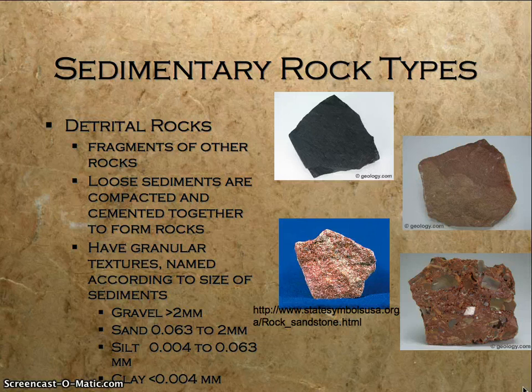There are three types of sedimentary rocks. The first type is detrital. They're fragments of other rock, loose sediments that are compacted and cemented together to form rocks. They're named based upon their texture, and they're organized based upon their sediment size. You can have ones bigger than 2 millimeters, which form a gravel type of sedimentary rock, which is this one right here. Then you can also have one that is sand, which is a little bit smaller, which is this one. Then you can get even finer to silt, and finally to clay. Those are all typically based just on the particle size.